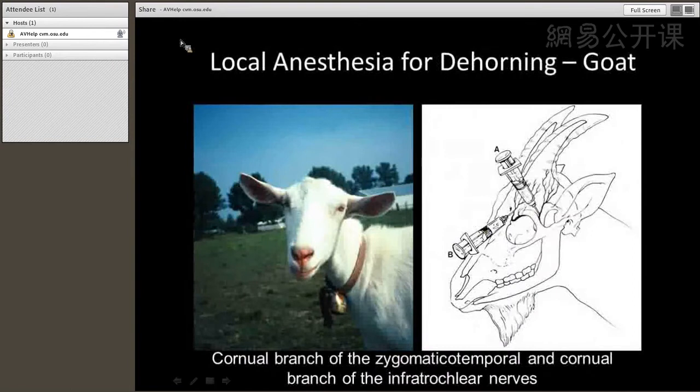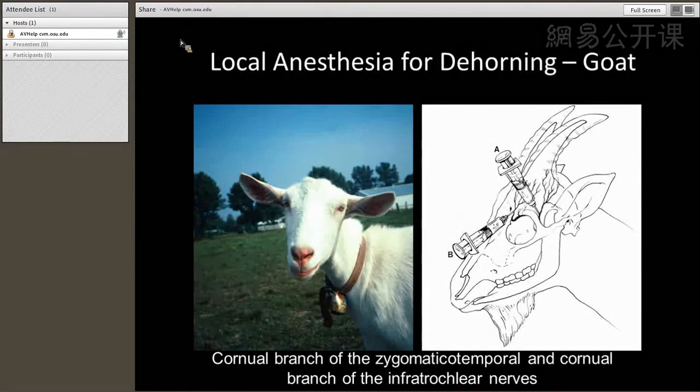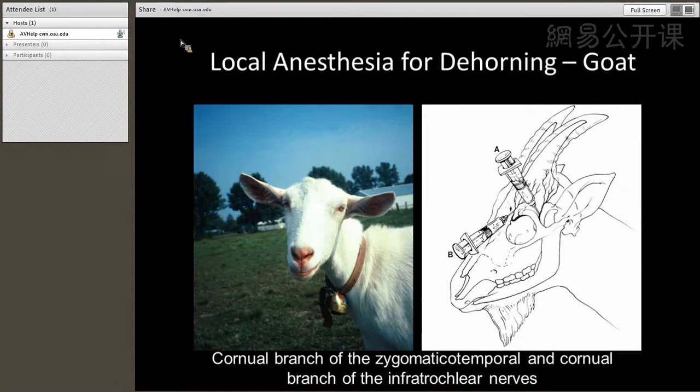For you large animal people out there, local anesthesia for dehorning is going to be slightly different in goats and in cattle. The nerves that you're going to block are going to be a little bit different. In goats, you need to block 2 different nerves, the corneal branch of the zygomaticotemporal, as well as the corneal branch of the infratrochlear. And so this diagram shows you where you need to do your blocks, and normally what people do is they kind of draw a line from the lateral and the medial canthus of the eyes, and it goes up to where the horn base is.